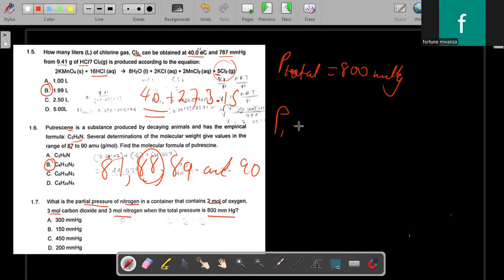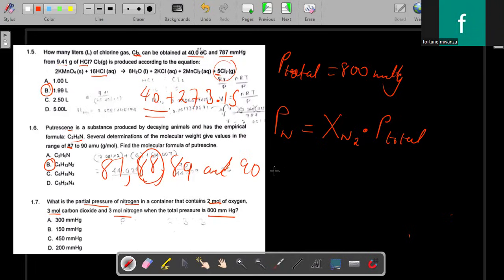So I can say the partial pressure for nitrogen is going to be given by X, where X means the mole fraction. So I get the mole fraction for nitrogen times the total pressure, which has been given there. So I have my total pressure. What I need is the mole fraction of my nitrogen.